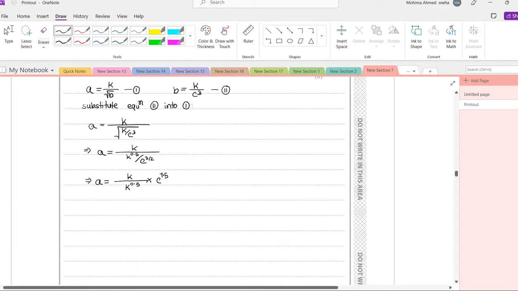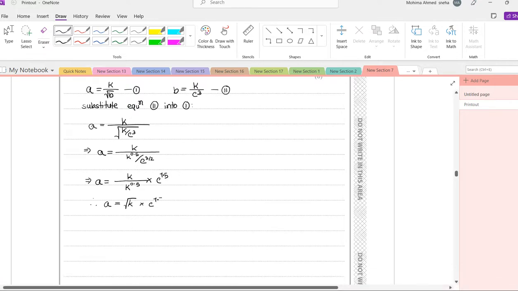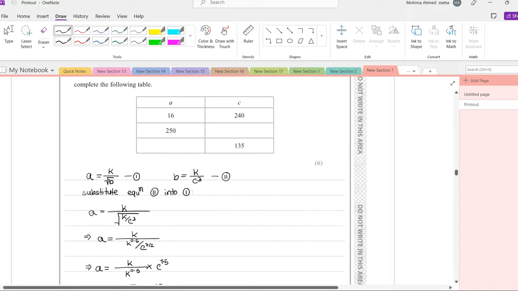If you just simplify it, k divided by k half means eventually 1 minus half is k power half. So the final equation that connects a and c together is k power half. K power half basically indicates root k into c power 1.5, and this is the final equation that connects a and c together. And now using this equation, you can find the value for k and then the value for c and a as required from the table.